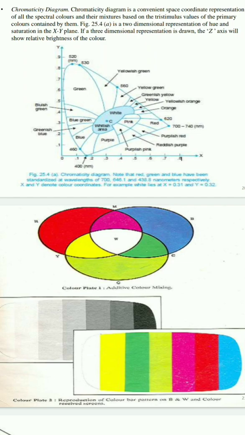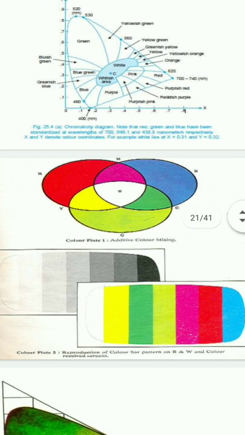So we are saying three characteristics: brightness, hue and saturation. If we are taking only hue and saturation, we can take two-dimensional. And if we are supposed to take three characteristics, we are supposed to consider brightness also. You will require there a z-axis, a third axis. So you can see here the diagram. You can say it is a convenient space coordinate representation of all spectral colors and their mixtures. So here you will get the composite, it means complementary as well as the primary colors.